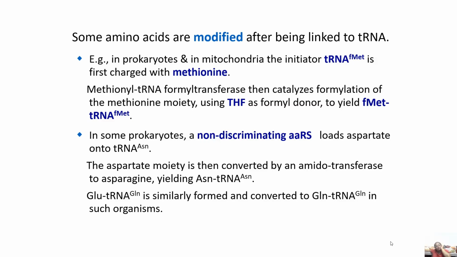to yield fMet-tRNA fMet. In some prokaryotes, a non-discriminating AARS loads aspartate onto tRNA Asn, and the aspartate moiety is then converted by an aminotransferase to asparagine, yielding Asn-tRNA Asn. Glu-tRNA Gln is similarly formed and converted to Gln-tRNA Gln in such organisms.